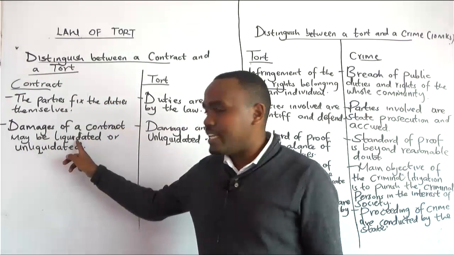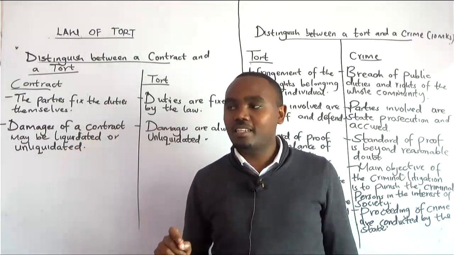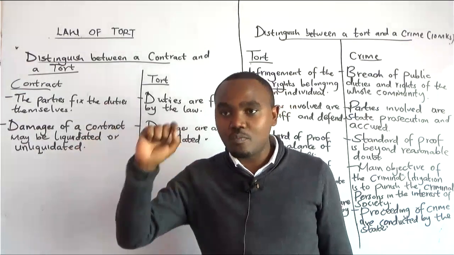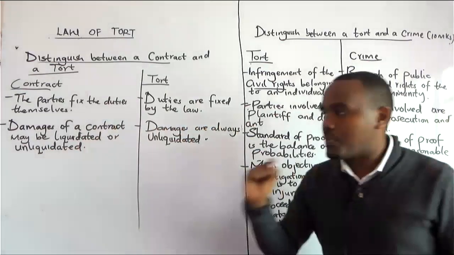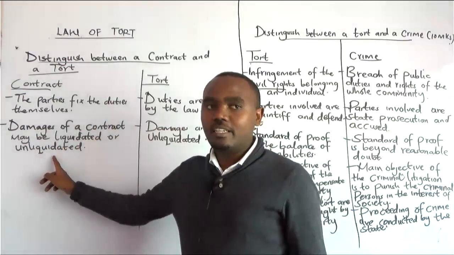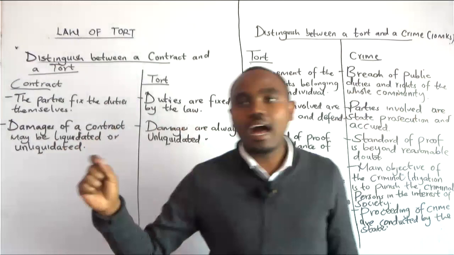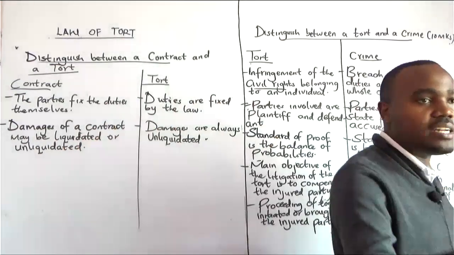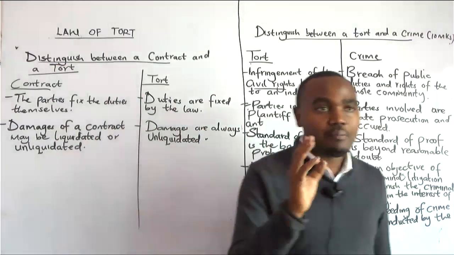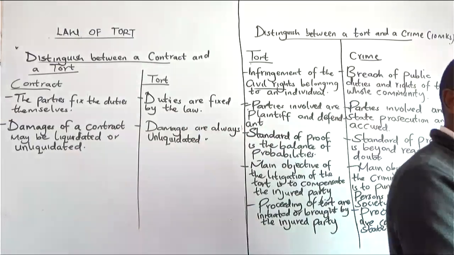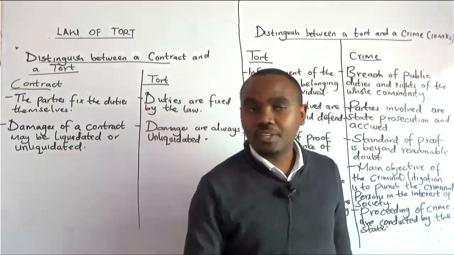There was liquidated, where we say that it is a fixed sum of money in a contract. That in case you breach this contract, this is the fixed sum of money that you will compensate us with. Unliquidated means that it is left to the court to determine the damages or the sums to be awarded to the injured party. Is that okay? So unliquidated means there is no specific amount, and therefore the court is the one that fixes the sum. And then we also discussed the nominal damages.